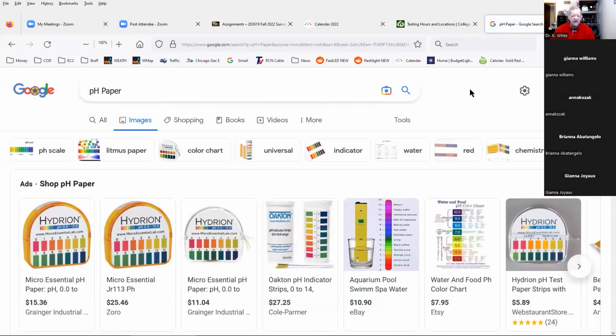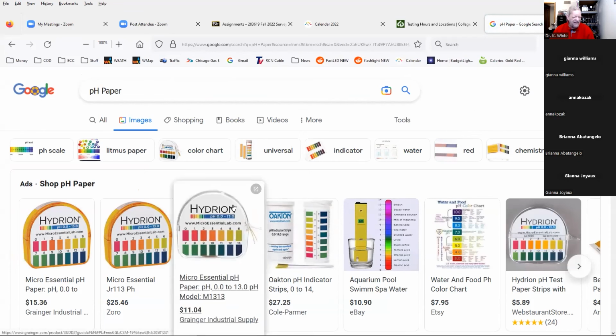Everybody see on the screen the hydrion pH paper? I always call it hydrion pH paper. And that's the most common brand. And if you notice here, you see how you have a strip of paper coming out of the roll. And on the side, you have a color code. 0 is red, 13 is almost blue, 7 is a light green, 10 is a very, very dark green, almost blue.